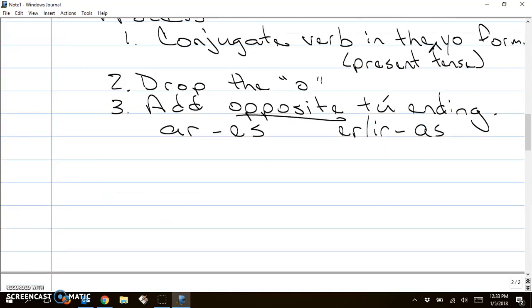Now let's do some examples. Don't run. It's an ER verb, so no corras.